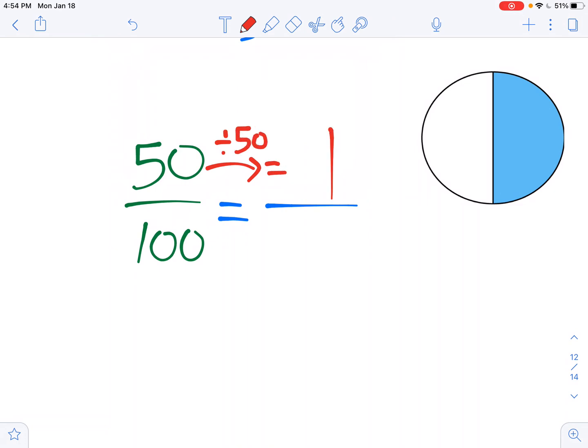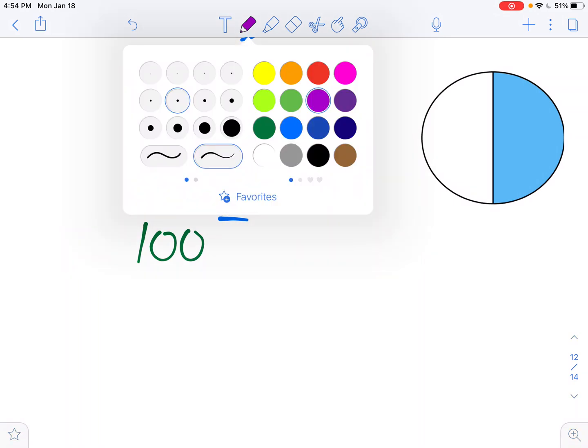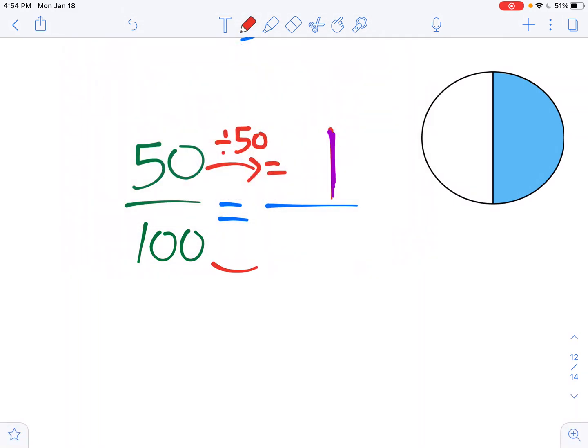There's one group of 50. Let's use a different color. There's one group of 50. And if I was trying to make $100 using $50 bills, I would need two $50 bills. Hey, look, there's 1/2. So here's a picture of 1/2.